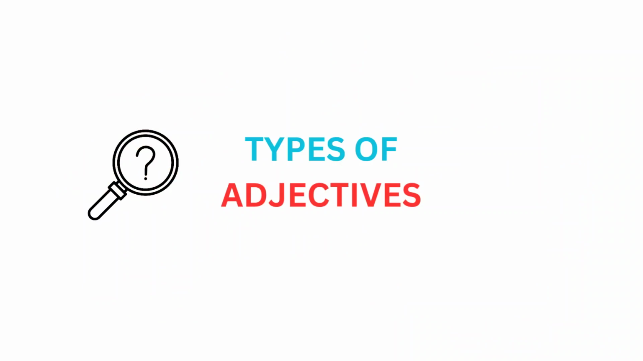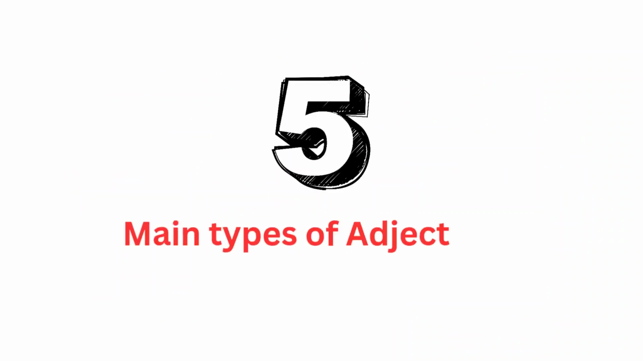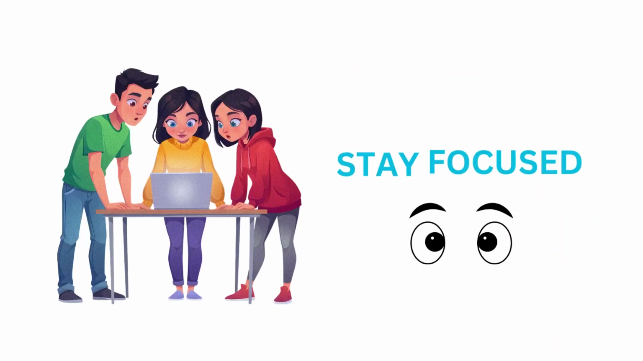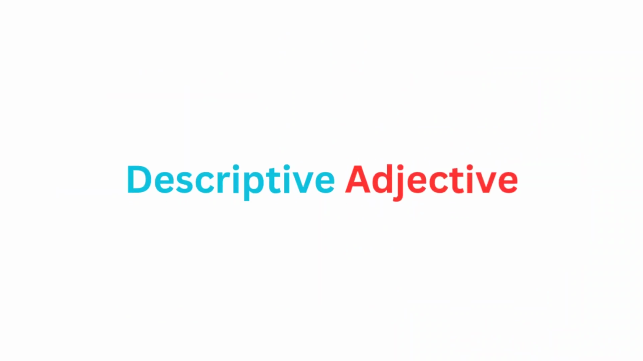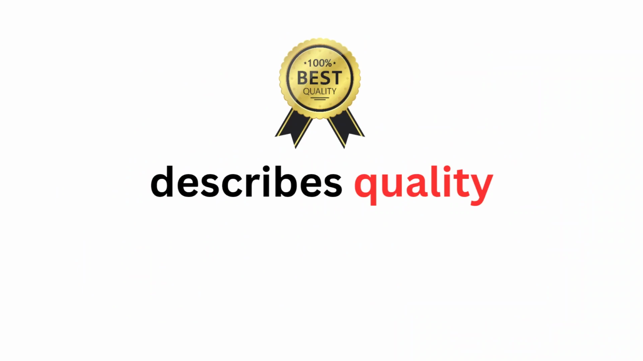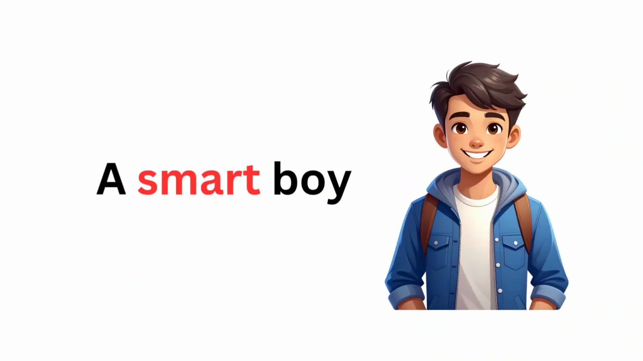Now let's discuss the types of adjectives. There are 5 main types of adjectives. We will look at them one by one, so stay focused. First, descriptive adjectives. These describe the quality of a noun. For example, a smart boy.